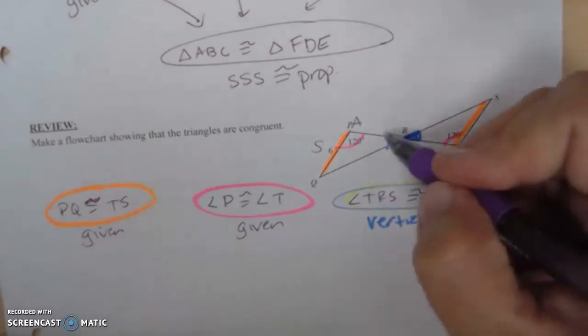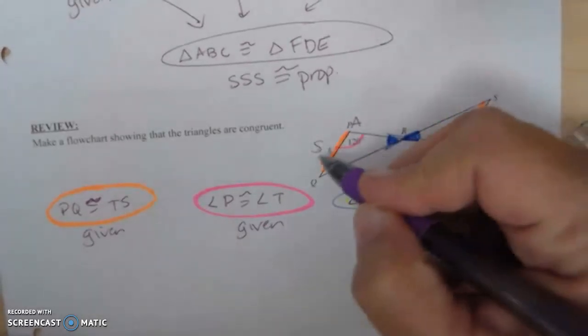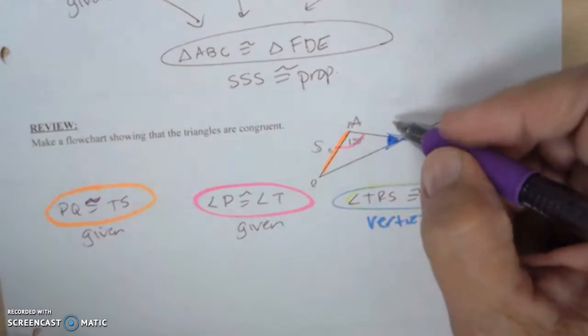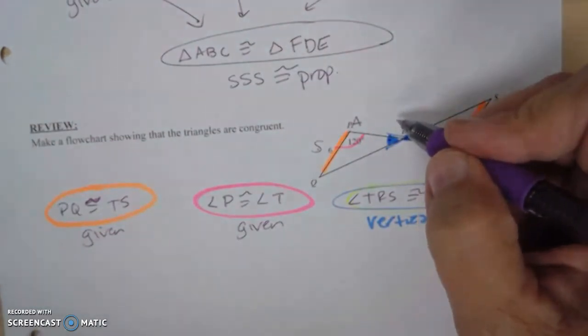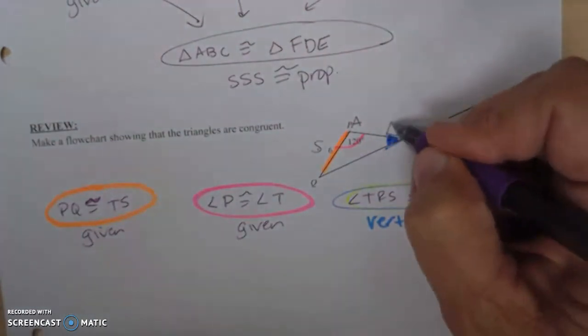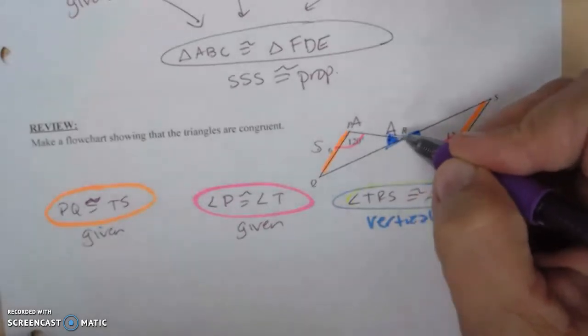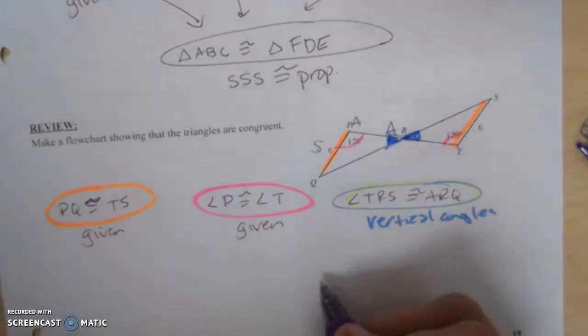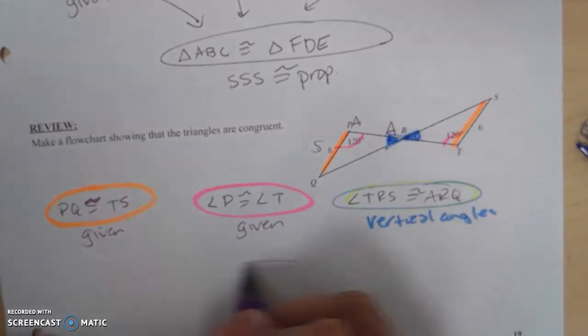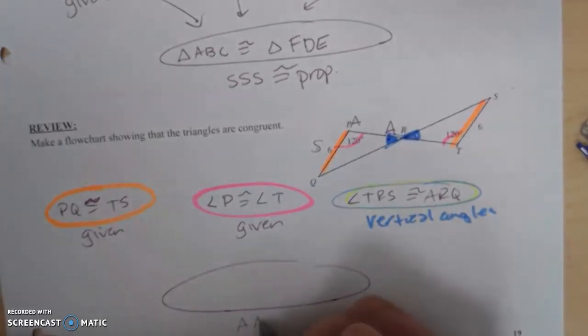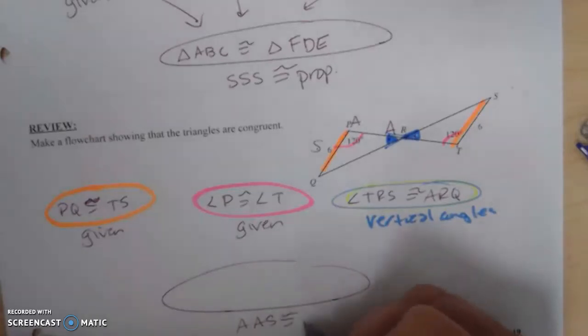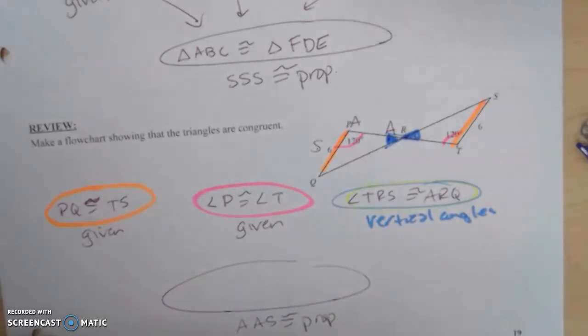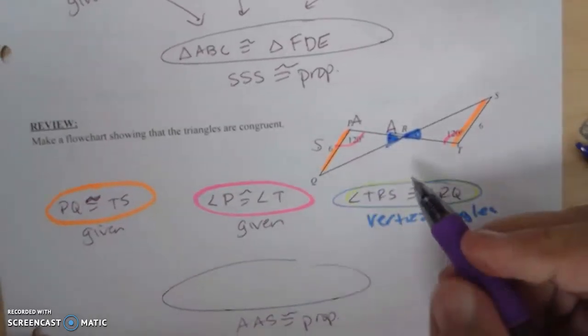So let's see. Now I have side, angle, right? This is an angle. So we usually don't go side, angle, angle. We do angle, angle, side. We can prove that the two triangles are congruent because of the angle, angle, side congruency property, right? But I have to say what those triangles are.